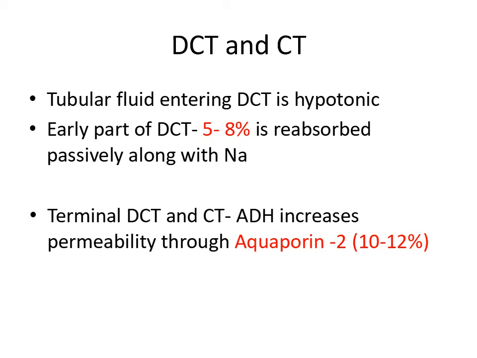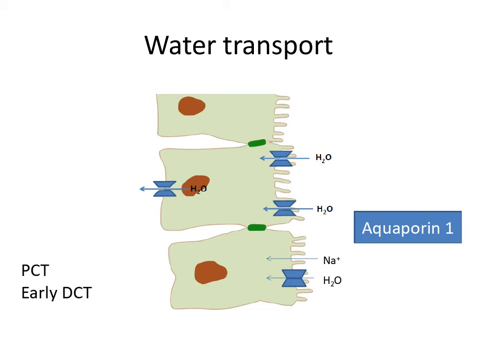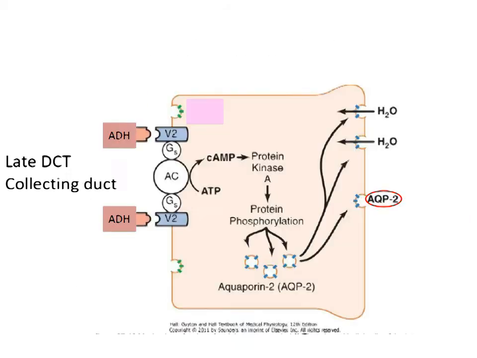So 10 to 12% of the reabsorption of water occurs in the terminal DCT and CT with the help of ADH. So water transport occurs mainly through water channels, aquaporin 1. So in PCT and early DCT, it is the passive transport of water along with sodium. Whereas in descending limb, it is through the water channel itself. So water channels are present both in the apical membrane as well as basolateral membrane of the tubule cell.